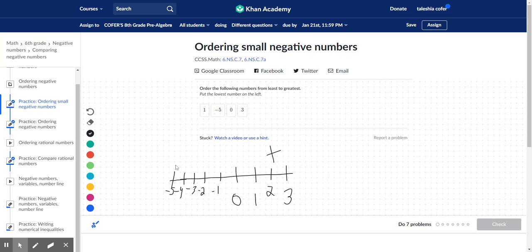So, my -5, I have one here. I have a 0 right here. Remember, negative numbers on this side. I have a 1, and then I have a 3. So, I'm going to put them in that order. Start with my -5.